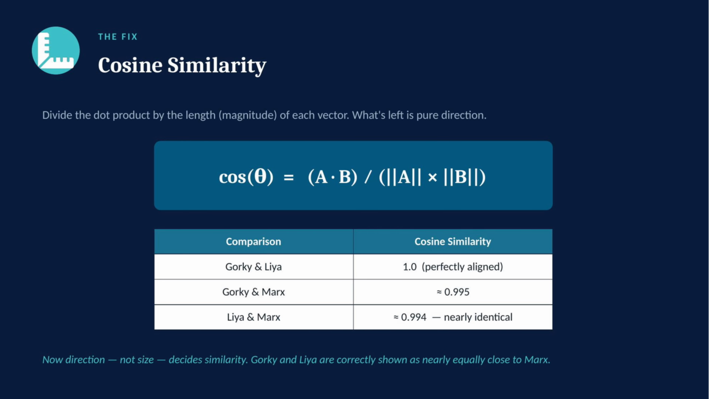That tool is cosine similarity. Here is the idea: take the dot product and divide it by the length, the magnitude, of each vector. This formula strips away size completely. What's left is pure direction. Let's run these numbers again. Gorky and Liya, cosine similarity of 1.0, perfectly aligned, which makes sense since they point the same way. Gorky and Marx about 0.995, and now Liya and Marx about 0.994, nearly identical. There it is. The numbers now correctly show that Gorky and Liya are nearly equal, close to Marx, because cosine similarity only cares about direction, not size.